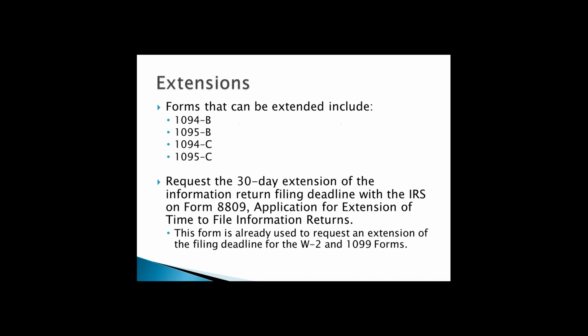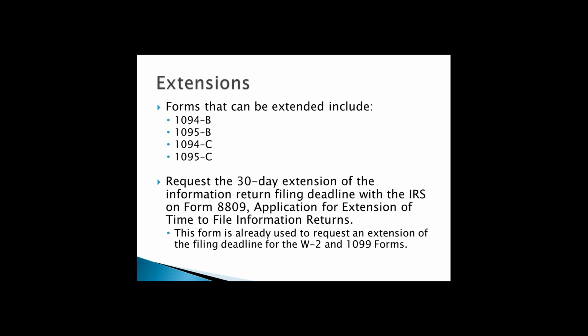All right. The IRS has recently announced that employers will be able to request an extension of the Affordable Care Act filing deadlines for filing information returns with the IRS and furnishing ACA statements to payees. The forms that can be extended include the 1094B, 1095B, 1094C, and 1095C. Employers will be able to request an extension of the information return filing deadline with IRS Form 8809, Application for Extension of Time to File Information Returns.